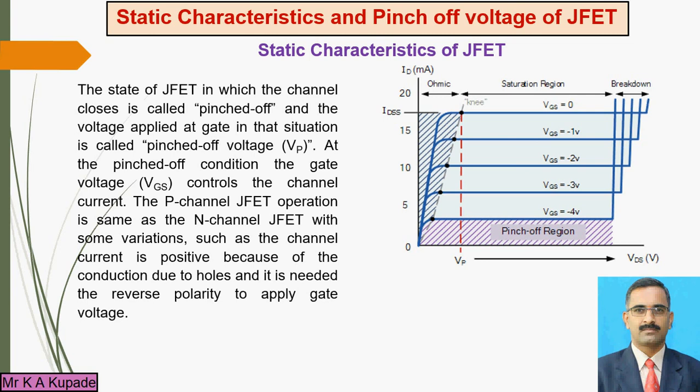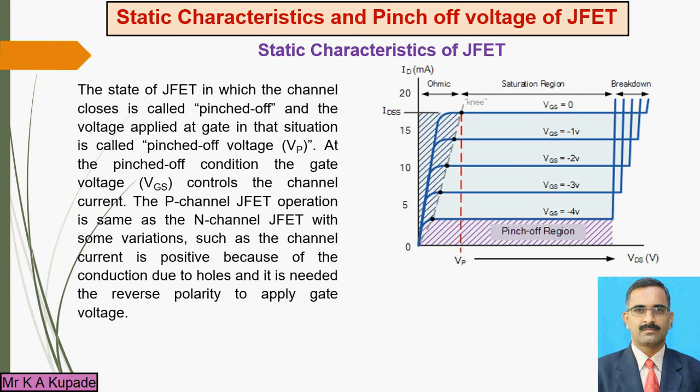So between 0 and the pinch off voltage, there is a linear increase in the resistance. There is a linear variation due to the increasing voltage and current. The change in current and voltage happens linearly with the resistance, and that is called the ohmic region.